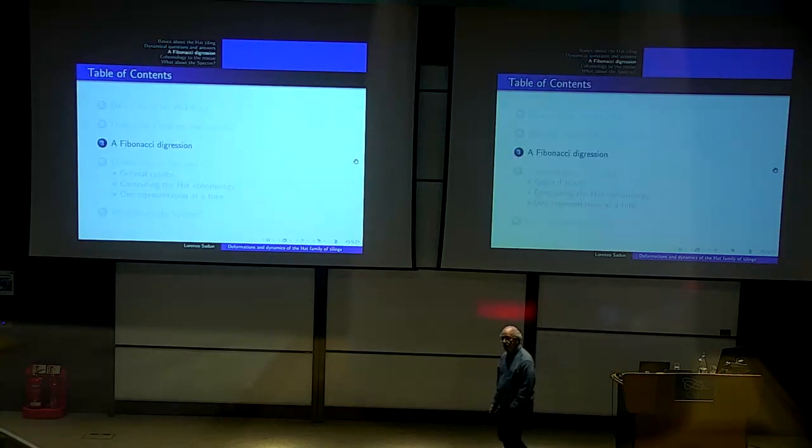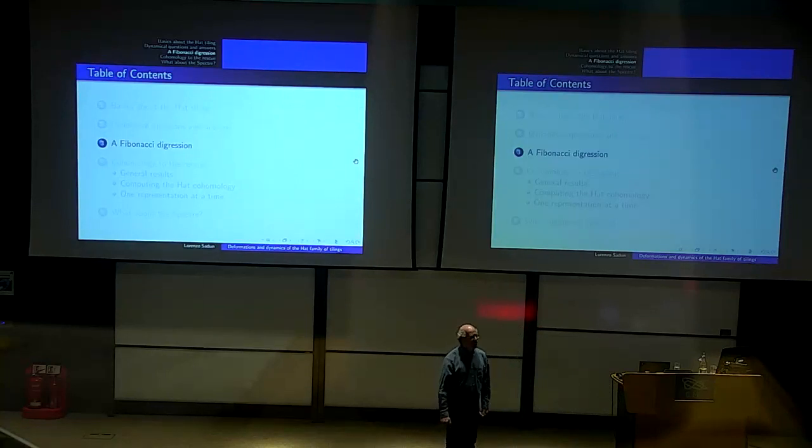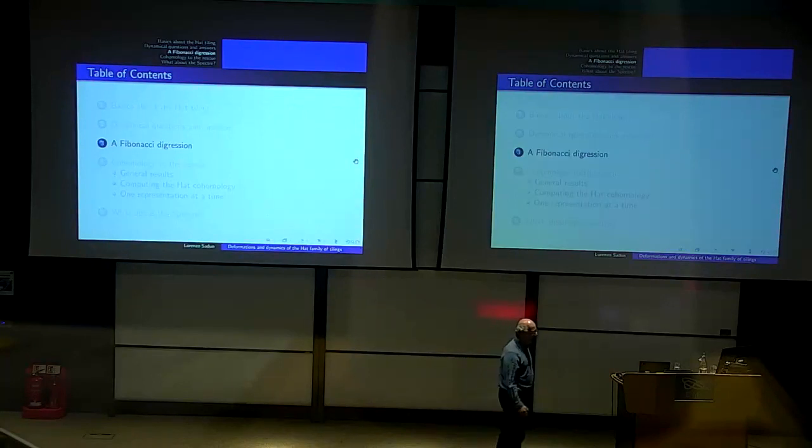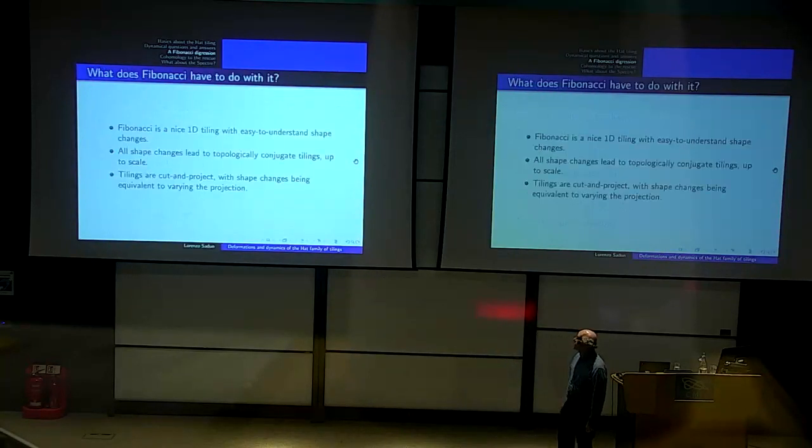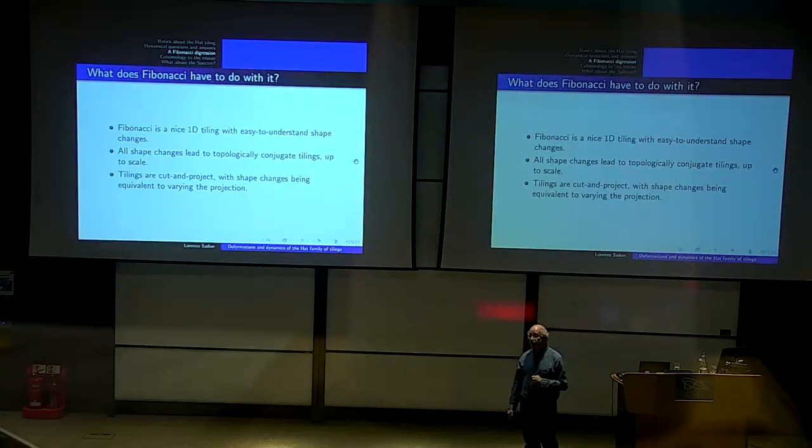Okay, so I've told you topological conjugacy. I've told you reprojection. I haven't told you what any of that means. That's kind of a problem. So we're going to look at Fibonacci tiling. Fibonacci tiling, it's a nice one-dimensional tiling. It's a cut and project tiling. And it's a tiling where you can imagine the shape changes very, very easily.